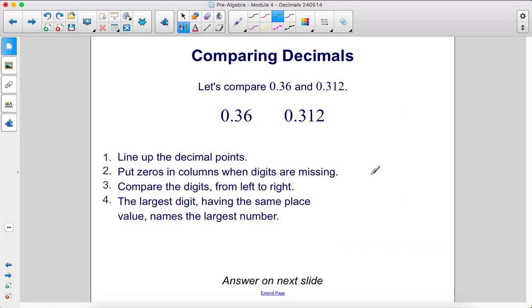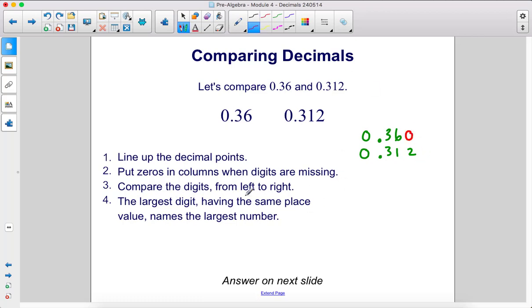Let's compare these two numbers. First, we're going to line up the decimal points. So we have 0.36, 0.312. All right, then we're going to put zeros where there's any missing digits. I'm going to make this decimal a little bigger. All right, so this one has 3 numbers, this has 2, so we're going to add a 0 here.